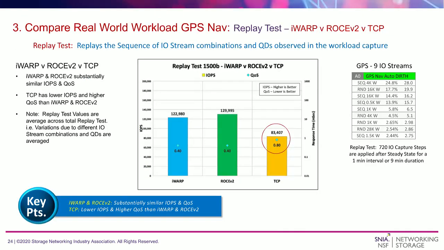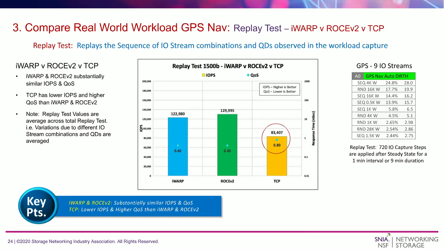Okay, let's look at an easier data slide. We're looking now at the replay test. So remember, the replay test takes those observed I/O streams across time, and they change for every step of the test. So there may be 740 data points or 720 data points. Each one has a different I/O stream content and a different IOPs and different response times. But for this replay test, we just average those all together.